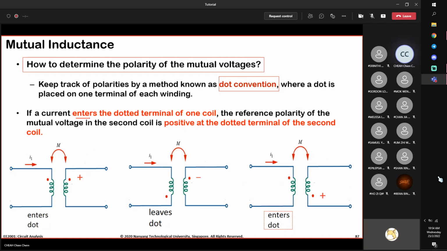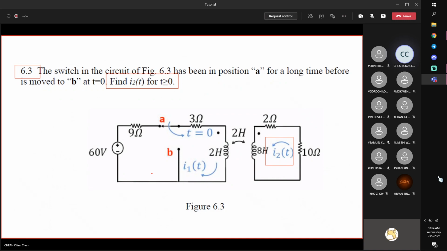So remember, enter dot positive, finish. The rest you can deduce easily: leaving dot negative. And also notice that this mutual voltage is induced by the current of the other coil. Okay, let us look at this circuit.